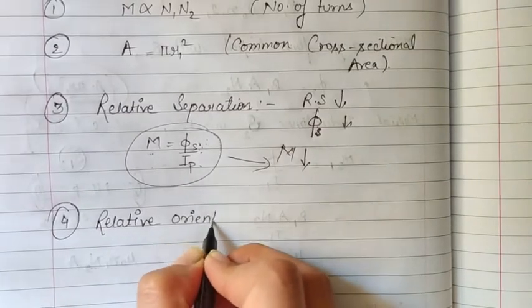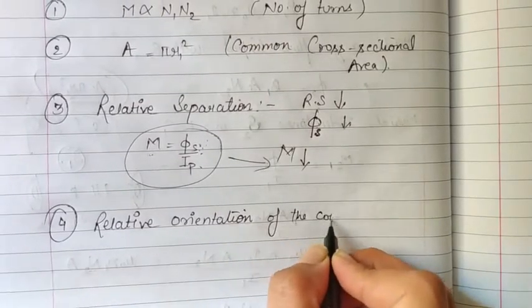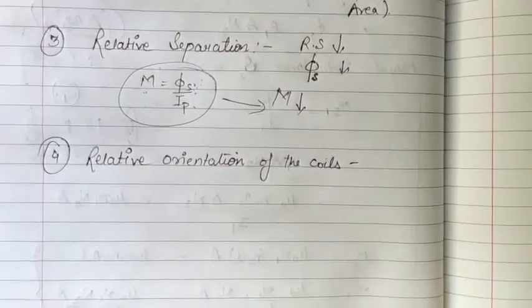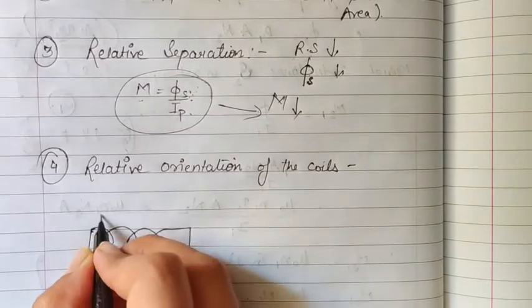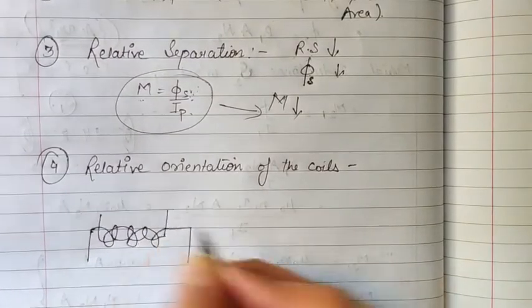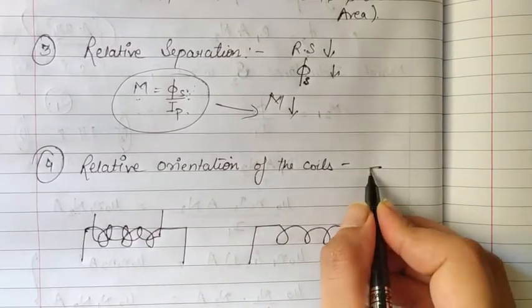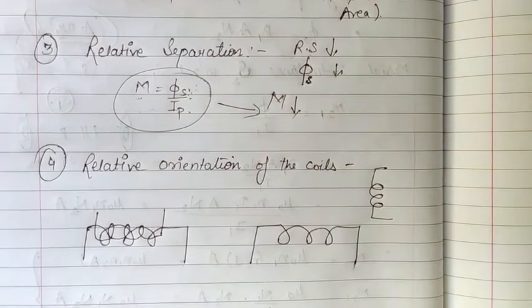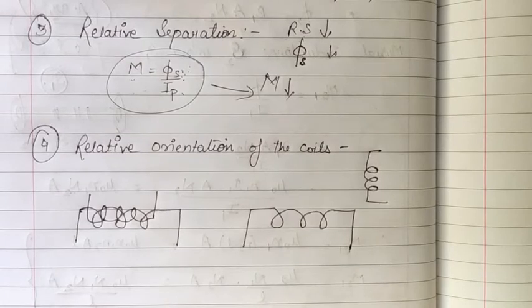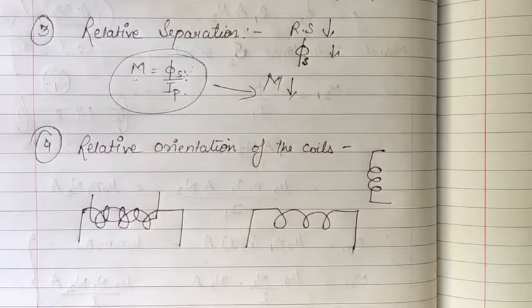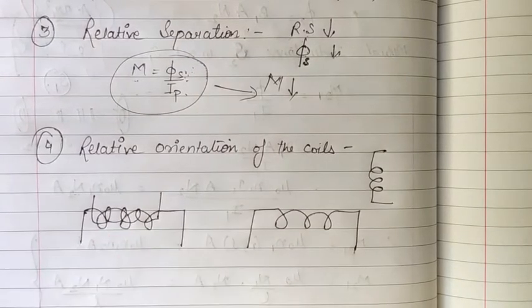Relative orientation of the coils. Now in our example we consider the two solenoids as coaxial, like this. Now these two coils can be coaxial or these two coils can be perpendicular. This case was also possible. So the value of mutual inductance also depends on the orientation, because M is maximum when entire flux of primary is linked with the secondary coil.